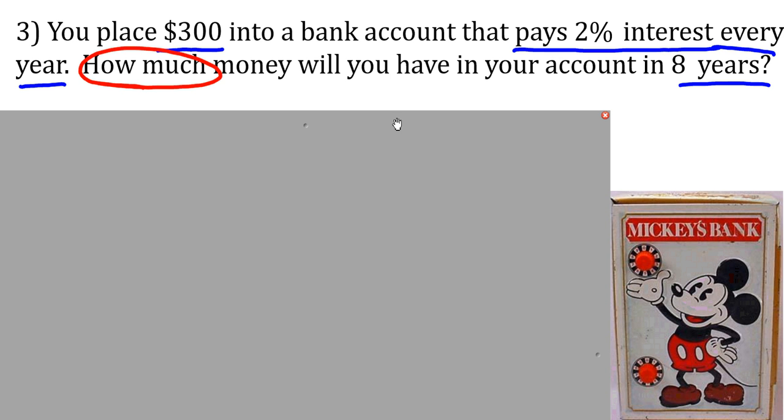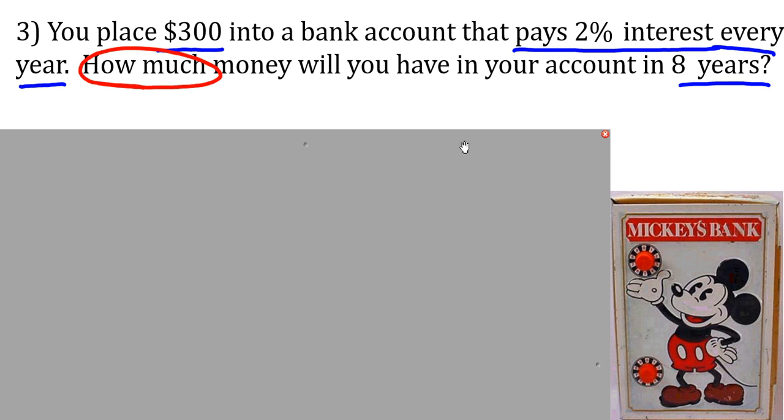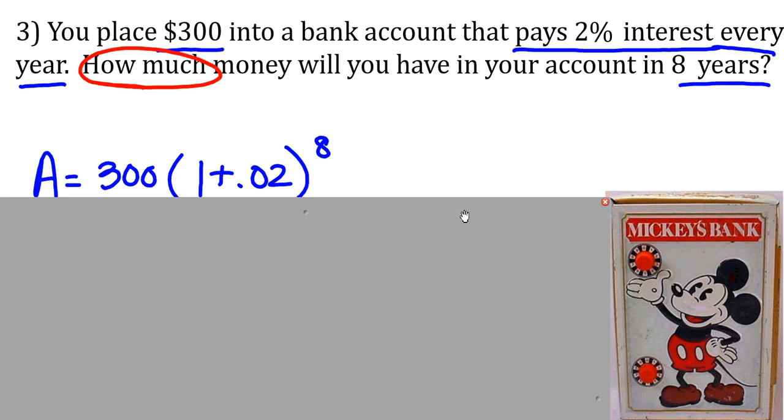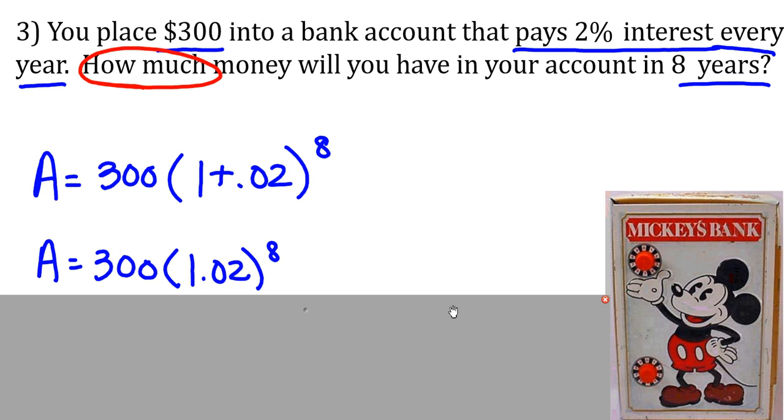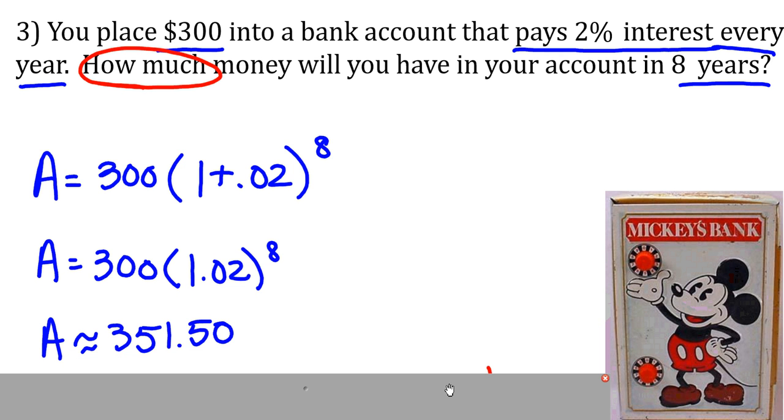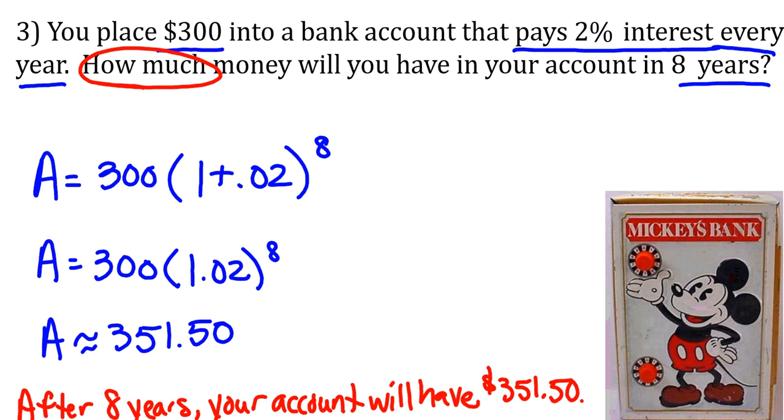What kind of equation can we write? Well, 300 times 1 plus, because they're paying us interest, 2%, which is 2 out of 100, 0.02, to the 8th power. Or if you think 100% and 2%, that's 102%. So we could write that as 1.02 to the 8th power. Regardless, we should have approximately $351.50 in our account after 8 years.